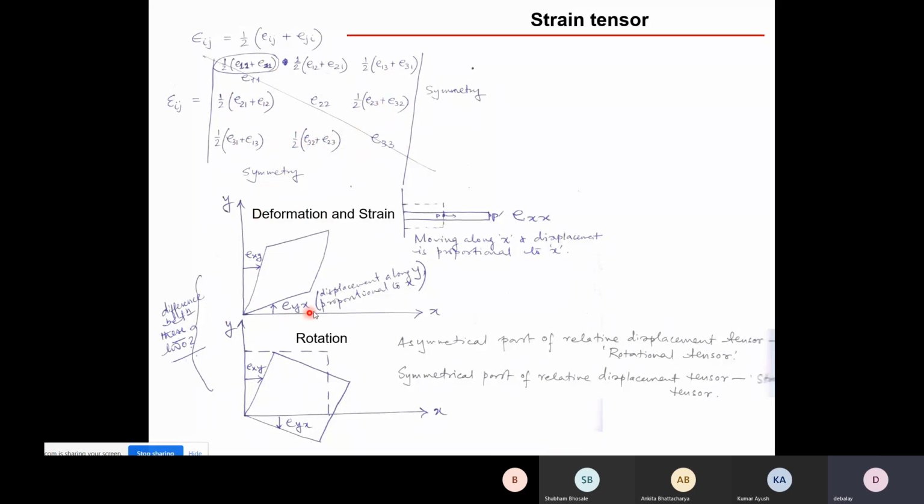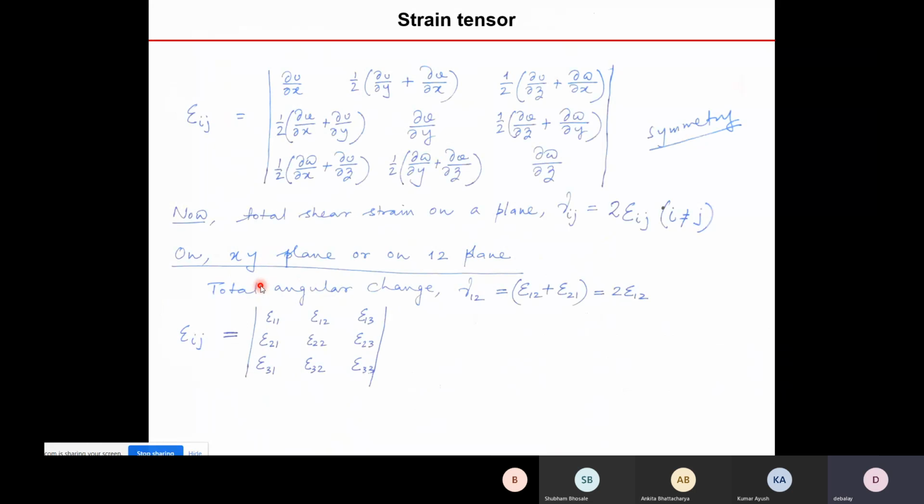And here we are showing deformation. The body is deforming. Clearly the square body has deformed. On the other hand, it is rotated. So the total angular change is the minus of these two displacement components, whereas here is the plus of these two displacement components. Strain tensor. Total angular change is represented by gamma.